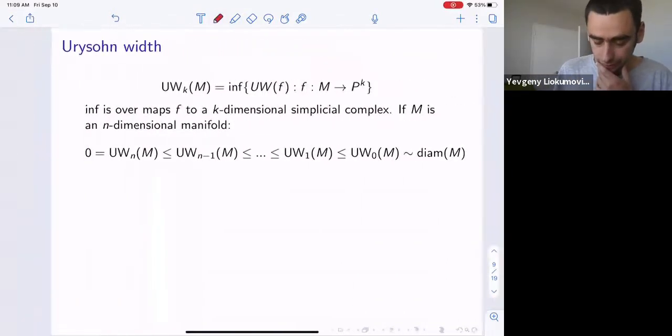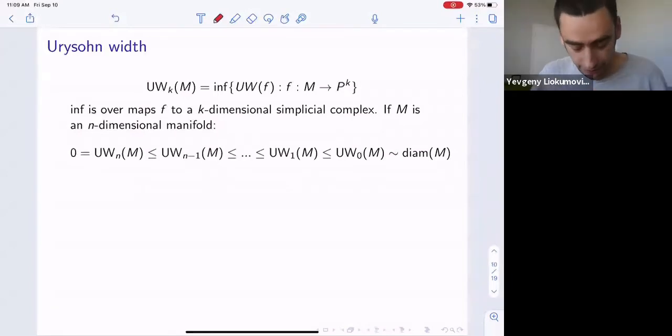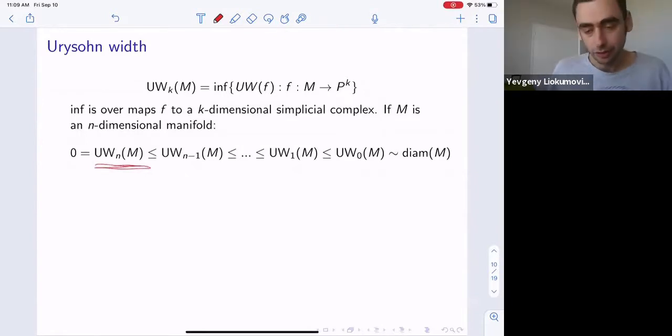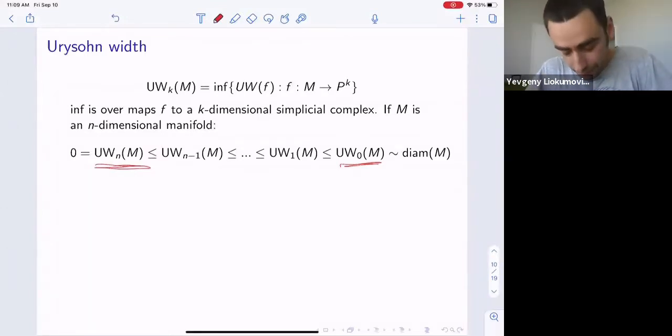So one can observe that, for example, if our metric space is an n-dimensional manifold, then the n-dimensional Urysohn width will be 0, because the manifold itself is a simplicial complex. You can map it to itself. Then the preimage is a point, and it has 0 diameter. And then the lower dimensional Urysohn widths will all be finite if our manifold is compact. It has finite diameter, and then the 0-dimensional Urysohn width is just the diameter of that manifold, the map to a point. So you have these immediate inequalities.